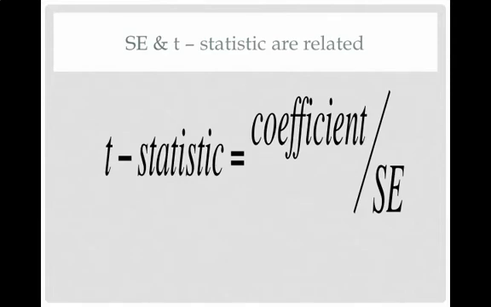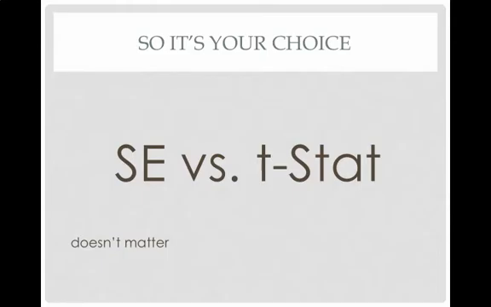And the two things are related, the standard error and the t-statistic. The t-statistic is the coefficient divided by the standard error. And that's why the rules of thumb are really the same, because if the coefficient is more than double the size of the standard error, then the t-statistic will be 2 or larger. And it's your choice. You can use either one.